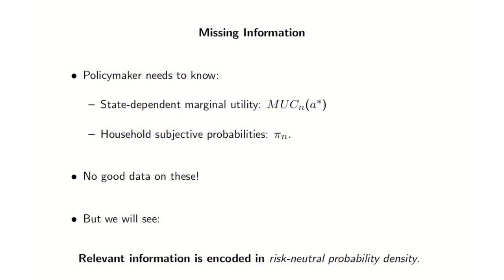To answer this question is actually pretty hard, even if you allow me the representation formulation, which you might not be willing to let me do. The policymaker needs to know state-dependent marginal utility and also household subjective probabilities. You might have some good data on these. I say no good data, that's a little extreme, but certainly it's not something you look up on the St. Louis Fed's website, data on these two objects. The point is that the relevant information here is going to be encoded in the risk neutral probability density. So let's go to risk neutral probabilities.